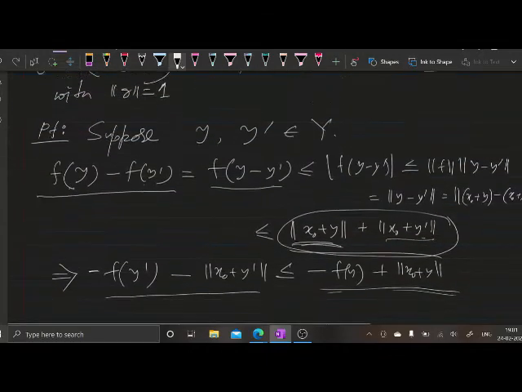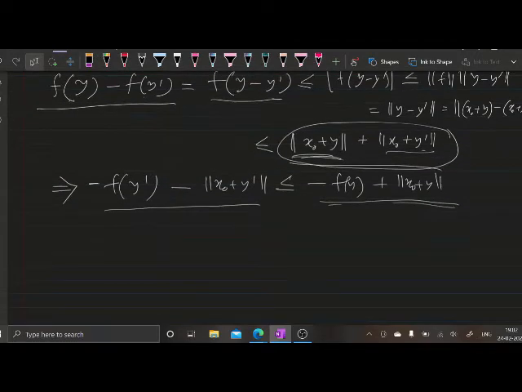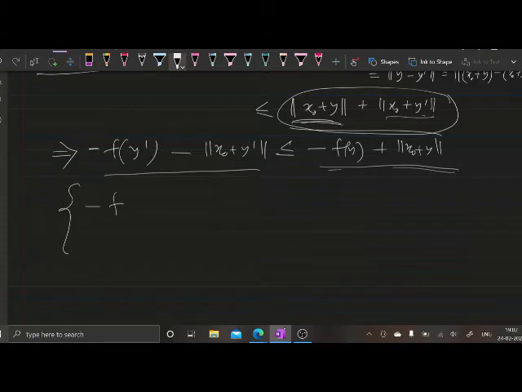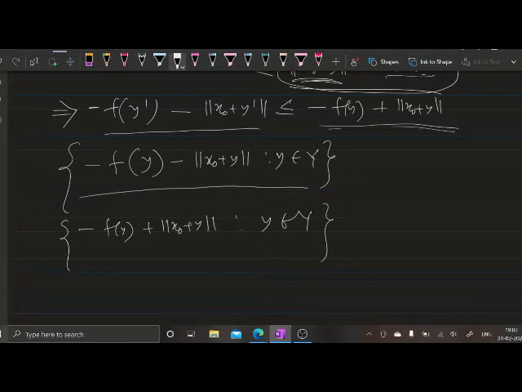Okay. Now you have chosen y and y' to be arbitrary. That means these are true for all y and y'. So you can consider two sets. One is minus of fy minus norm of x naught plus y, since y' is arbitrary, so take y belongs to capital Y. And you can also take another set, which is minus of fy plus norm of this one, y belongs to capital Y. And this set of reals, they are bounded above.